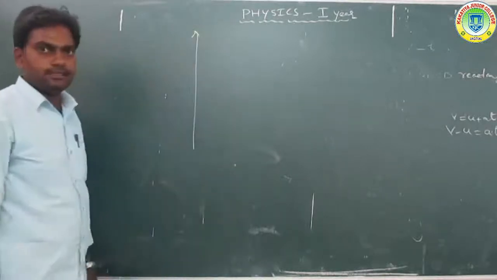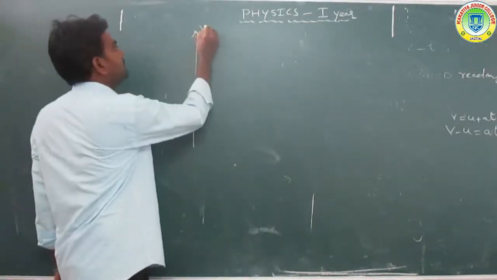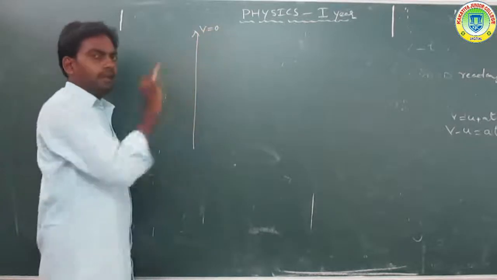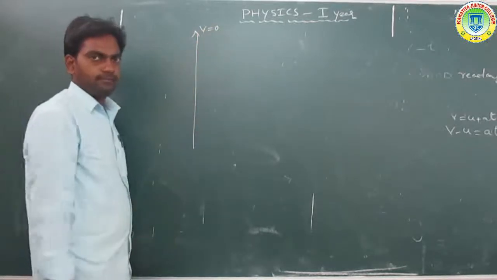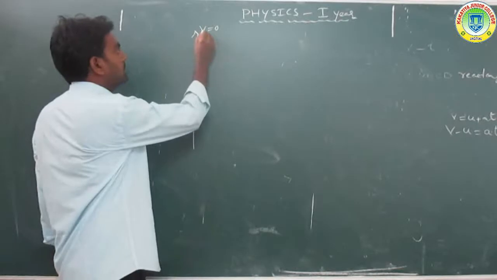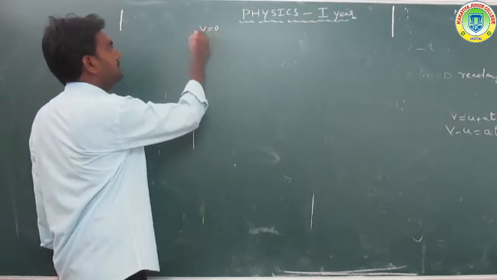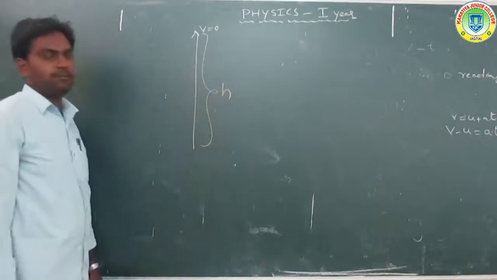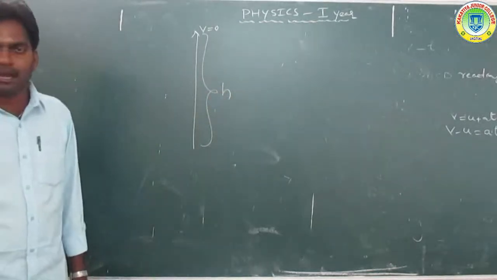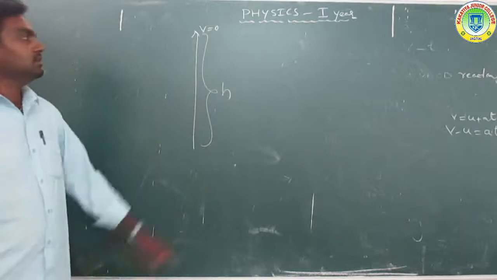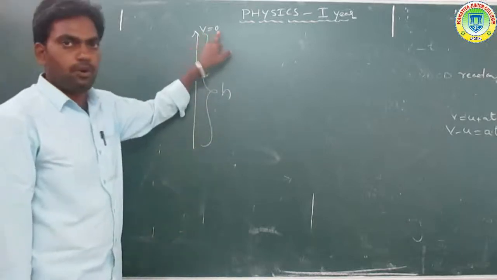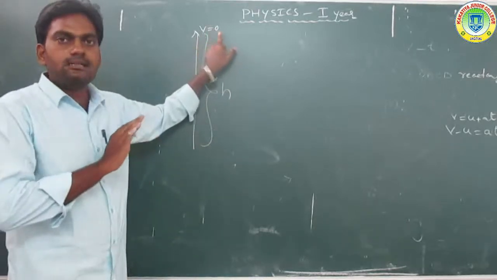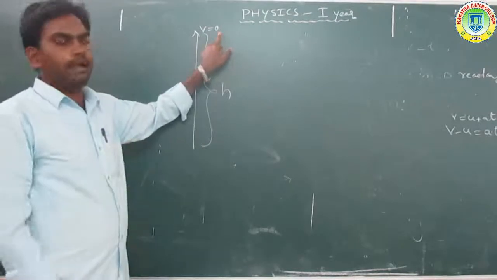Okay, in the upward direction, the velocity becomes zero at an instant, at a point. At that point, the height taken is h, the maximum height. At maximum height, the velocity becomes zero, but the acceleration is not zero. Note this point.